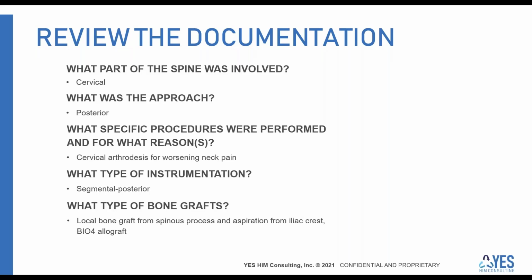So let's go back to our questions. Let's start with what part of the spine was involved? Cervical. What was the approach? Posterior. And what was the specific procedure and what was performed and for what reason? This is a cervical arthrodesis for worsening neck pain. So we always want to note the diagnosis as well, just in case. What type of instrumentation? This was segmental, and it was posterior. And the bone grafts that were used, we had a lot in this one. We had local bone grafts, we had aspiration, and we had allograft.